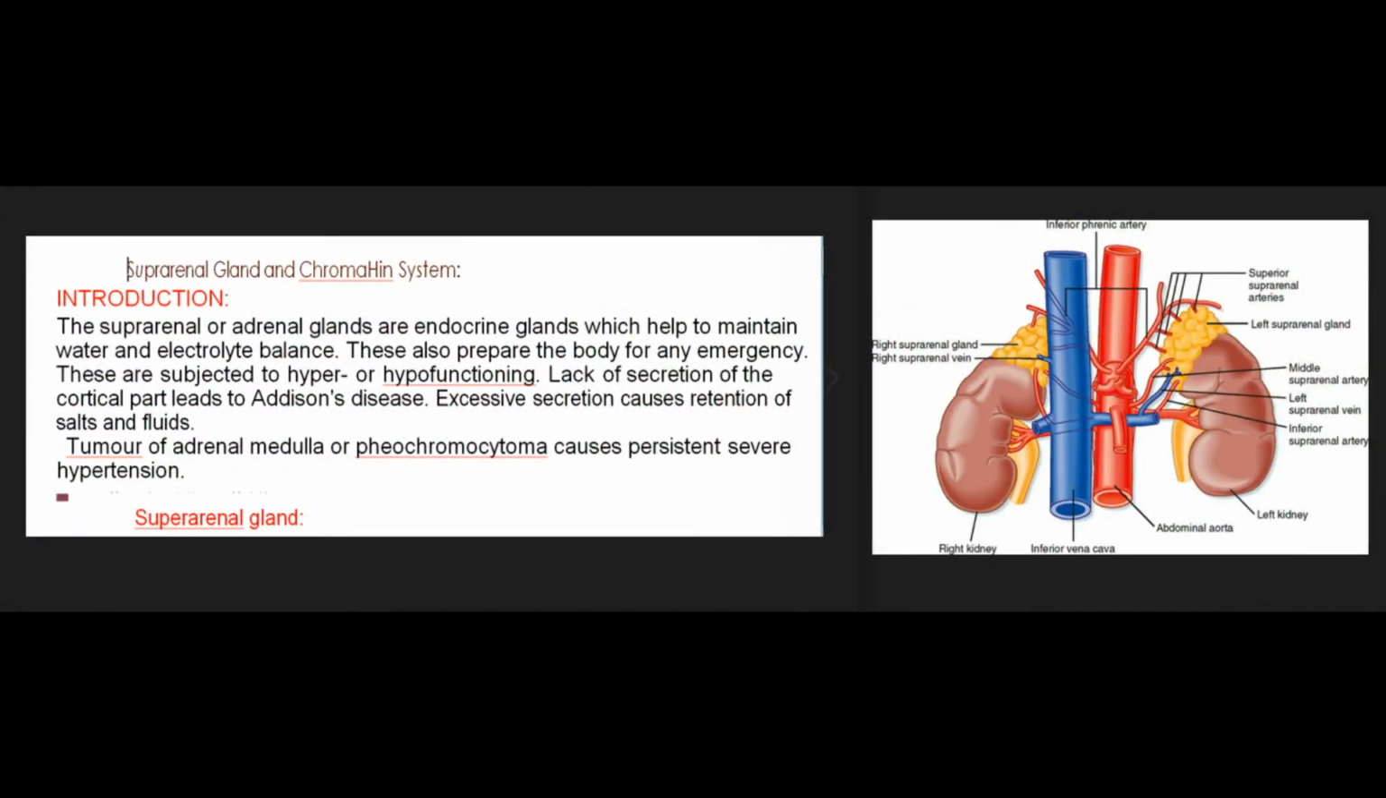Suprarenal gland and Chromaffin system. Introduction. The suprarenal or adrenal glands are endocrine glands which help to maintain water and electrolyte balance. These also prepare the body for any emergency.